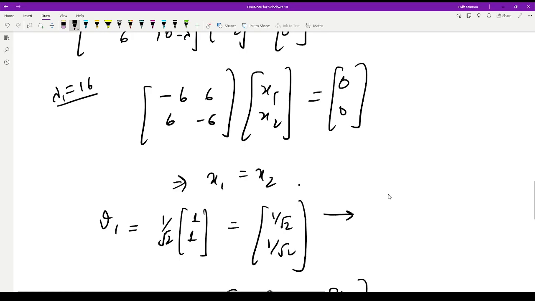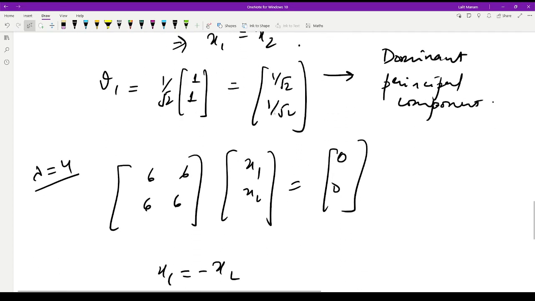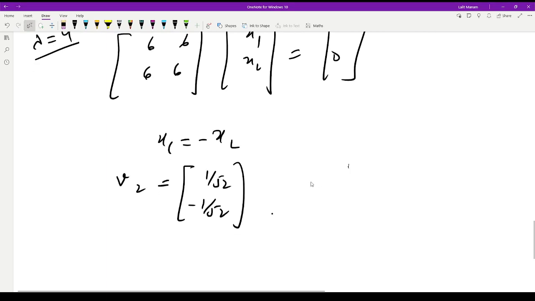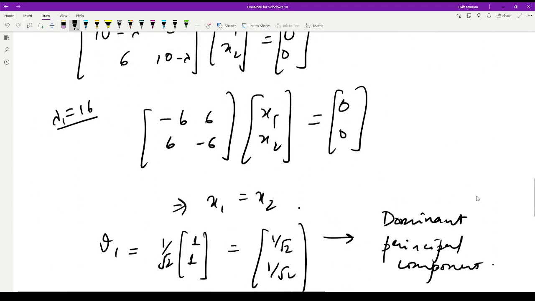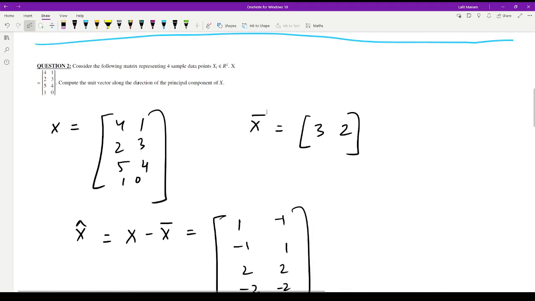So this is the dominant principal component, and this is what? This is the non-dominant. Well, here there are only two components, so of course this is the non-dominant one. Okay, so of course the computations are pretty simple given that we know how to compute eigenvalues and eigenvectors.